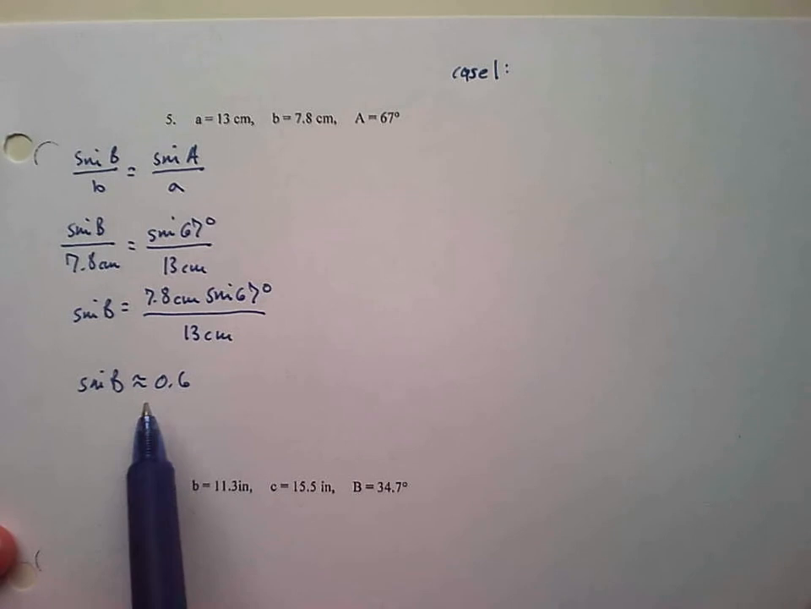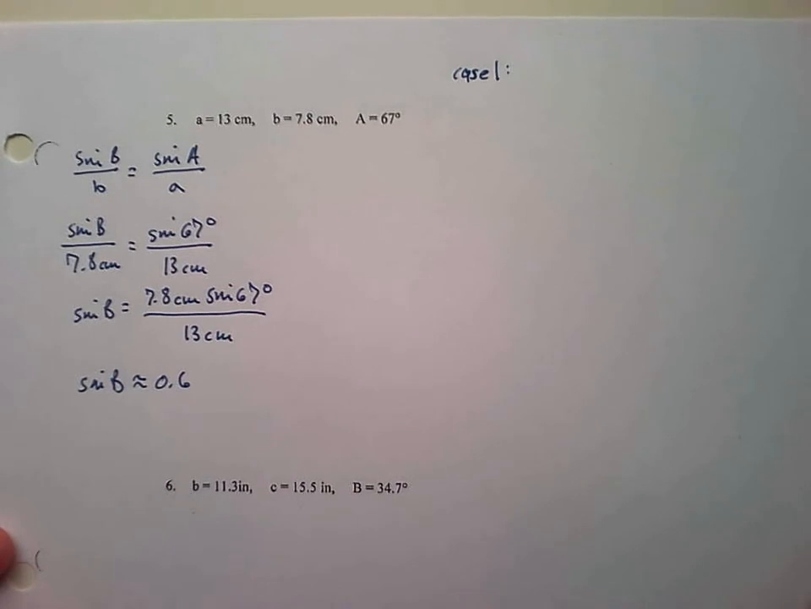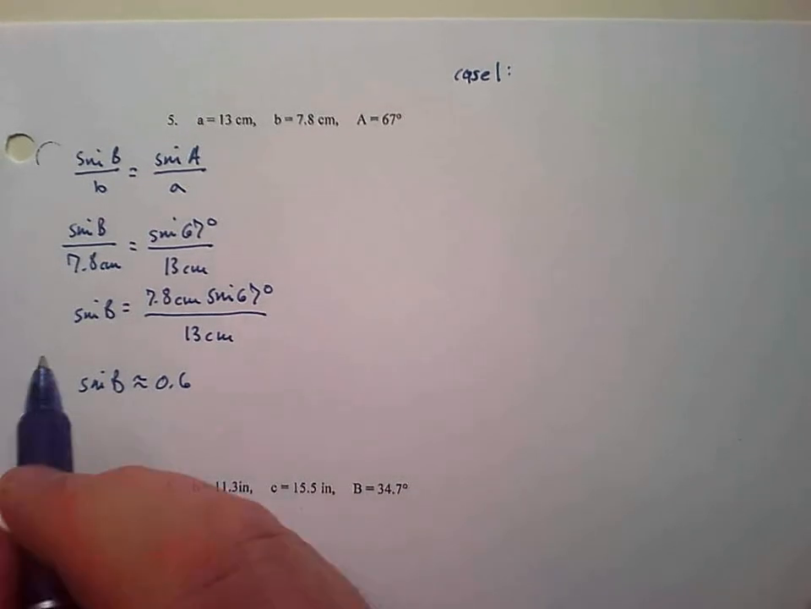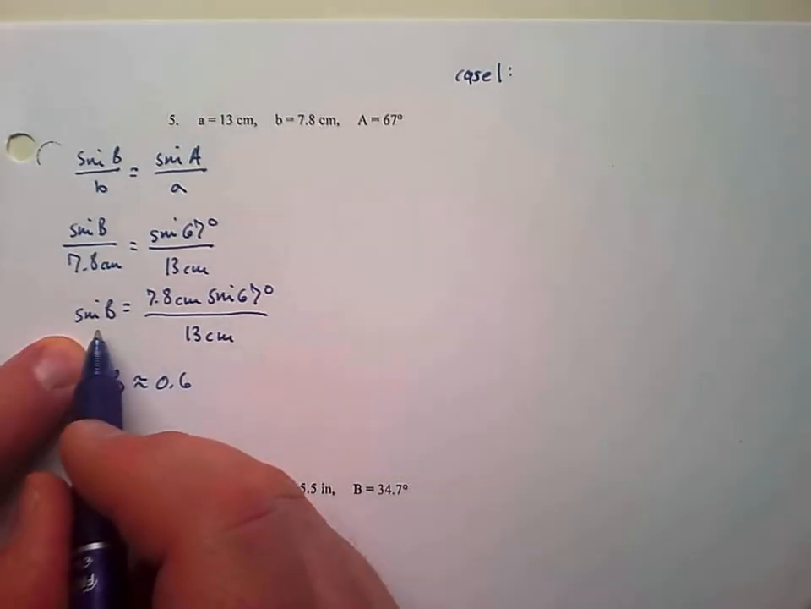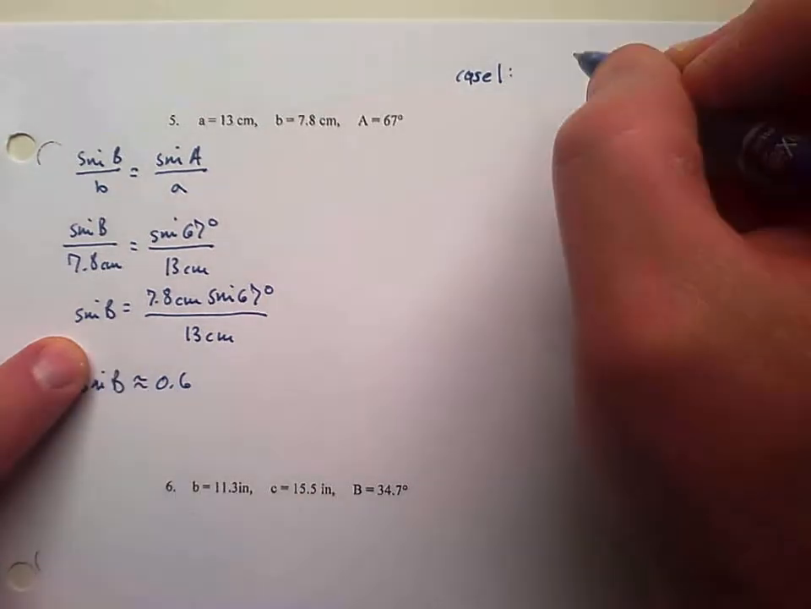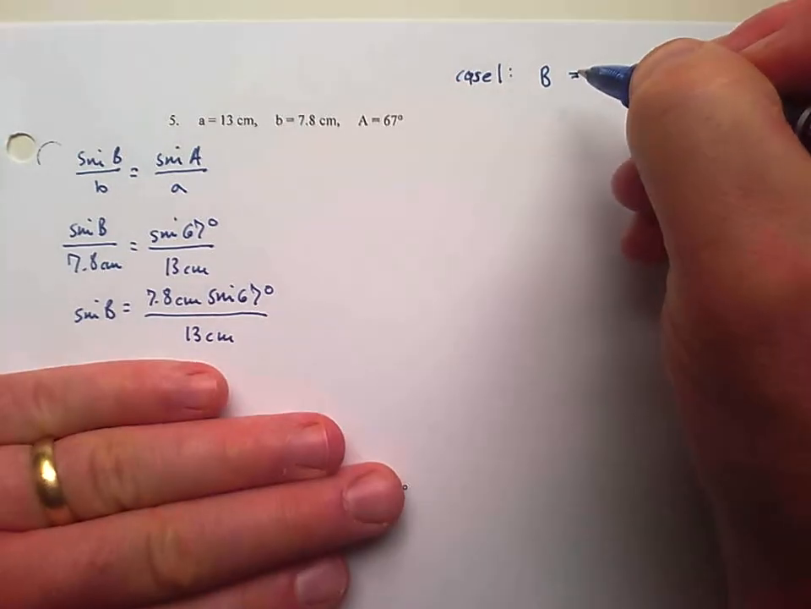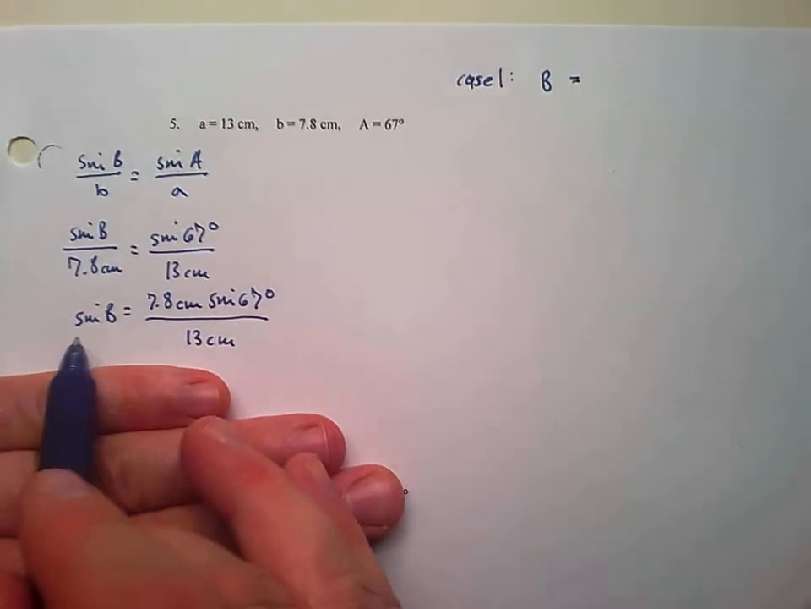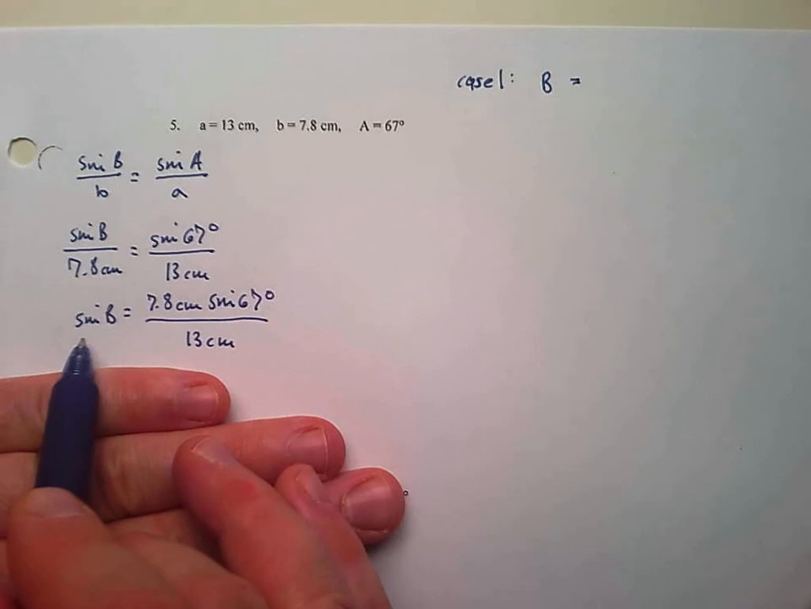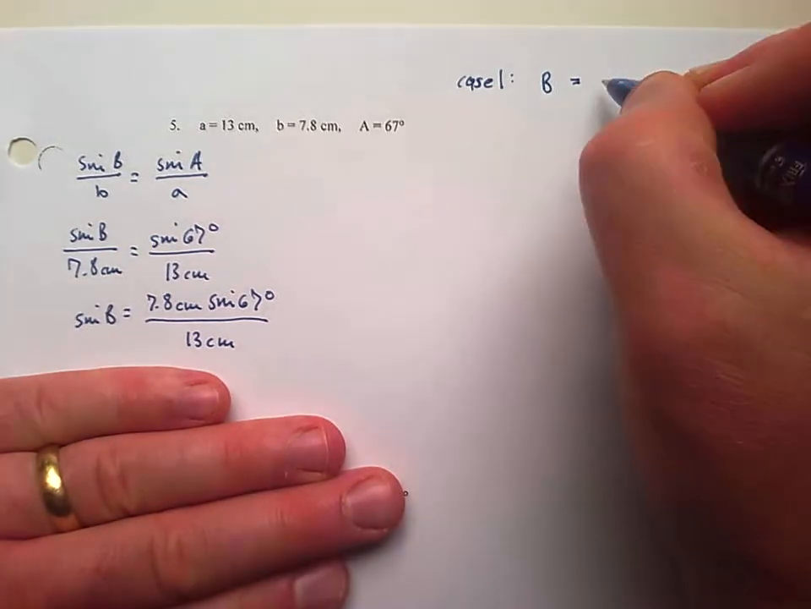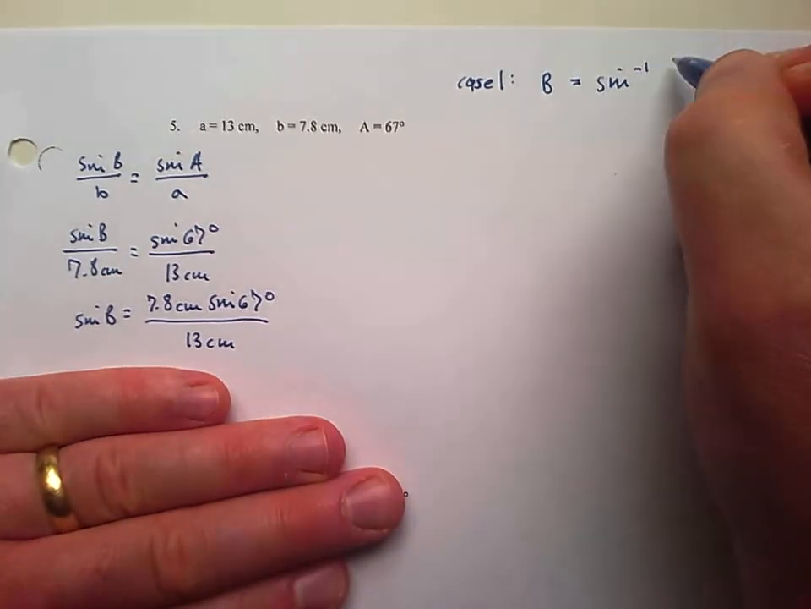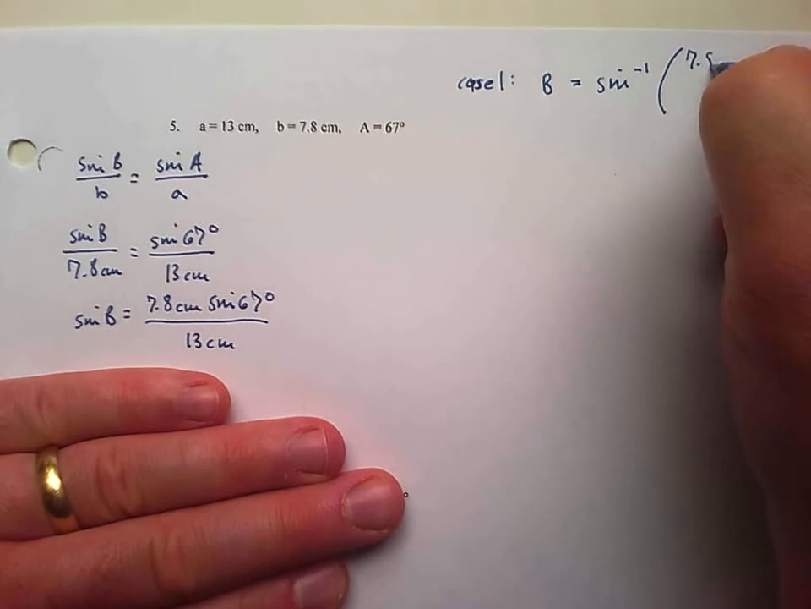What we can do now is solve for B. So what are we going to do here? We're going to take the sine inverse of both sides. Therefore B is equal to, right? Imagine that we're right here. If I take the sine inverse of this, we're only left with B. So I also need to take the sine inverse of the right-hand side.